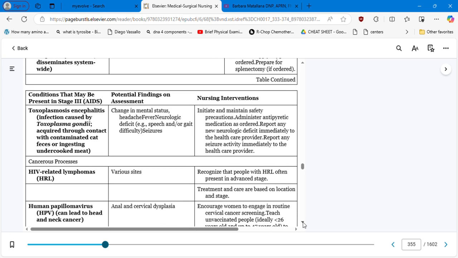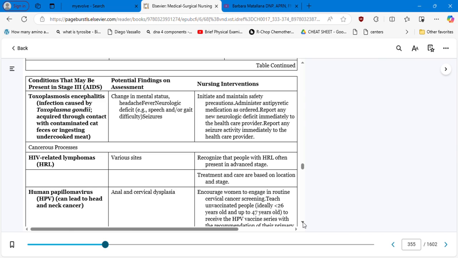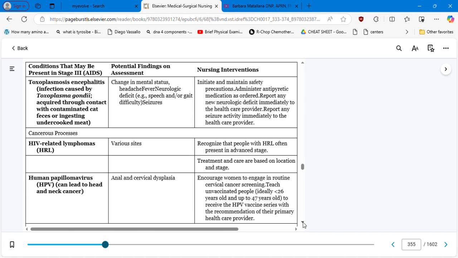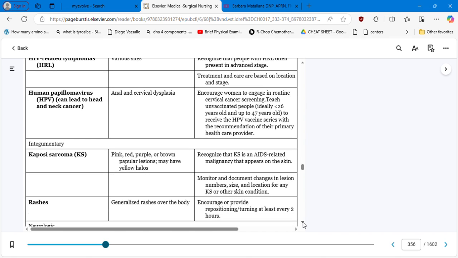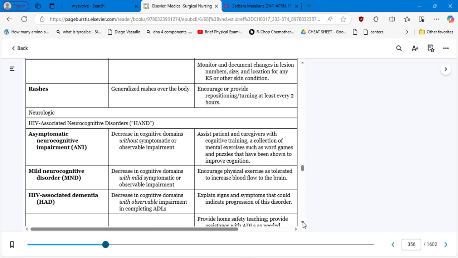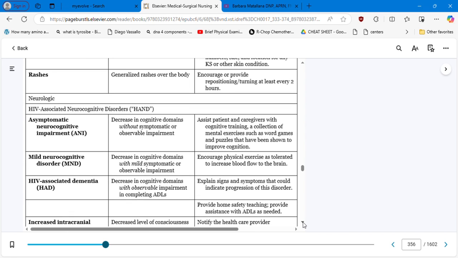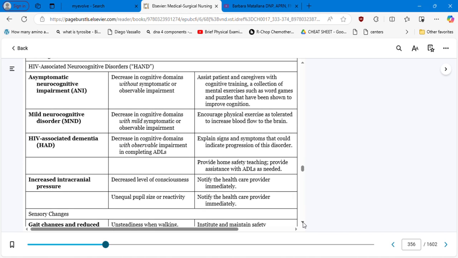Also, there is another table here, conditions that might be present in stage 3, toxoplasmosis, cancerous process with HIV, human papillomavirus, in terms of integumentary Kaposi sarcoma. So you have to recognize that this cancer is an AIDS-related malignancy that appears on the skin, rashes, neurologic, asymptomatic neurocognitive impairment, mild neurocognitive disorder, HIV associated dementia.